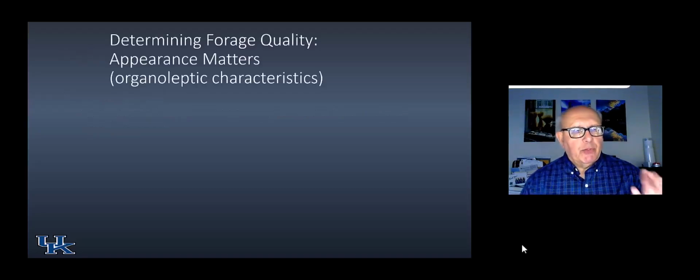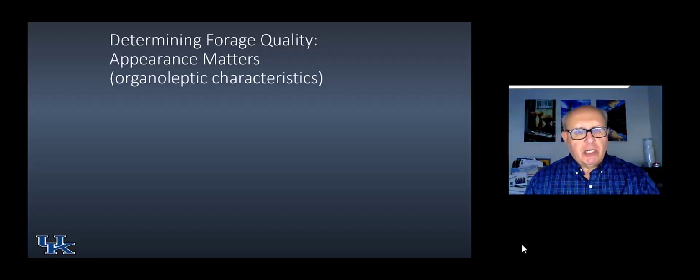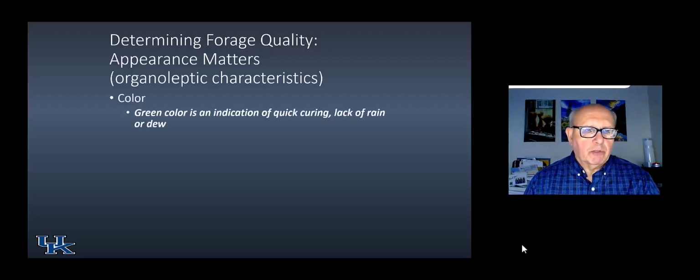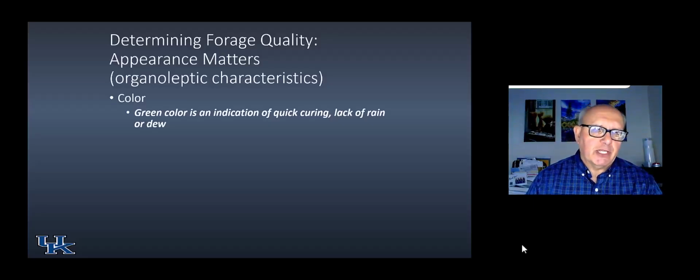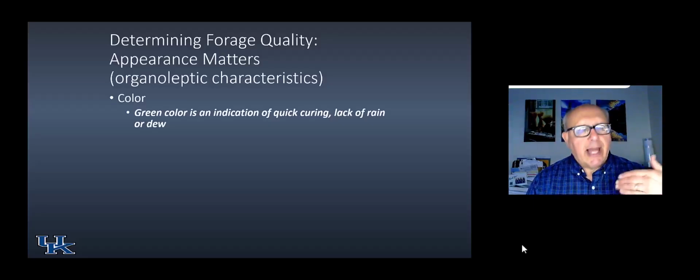Now, we will talk a lot about chemistry, but I want to first start off again. We got the definition. Now we're going to talk about appearance, because appearance matters, particularly in hay that is being sold. And we call these appearance characteristics organoleptic characteristics. First and foremost, the color matters. Green color is certainly appealing, but it's also an indication of some positive things like quick curing, lack of rain, and in Kentucky, lack of being sun bleached due to the presence of dew.